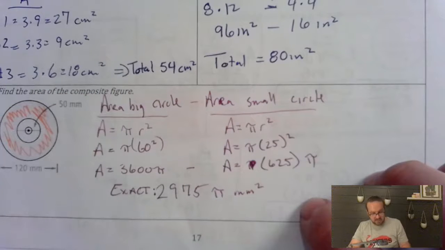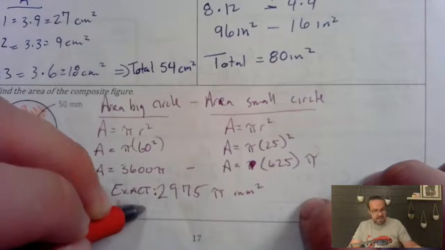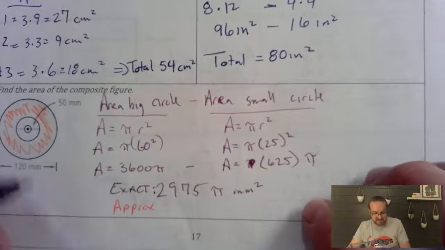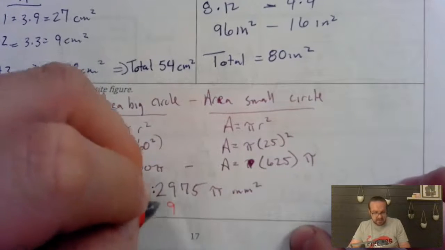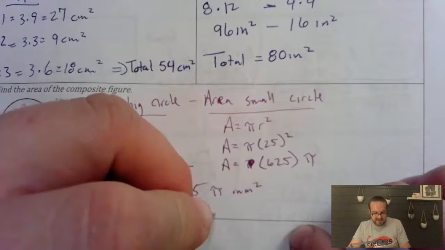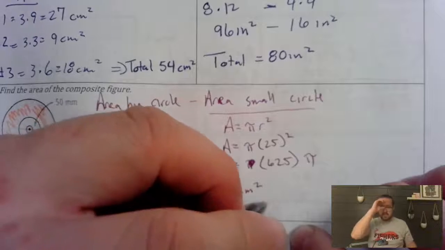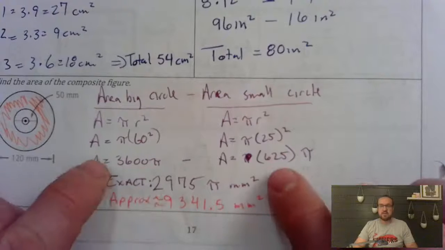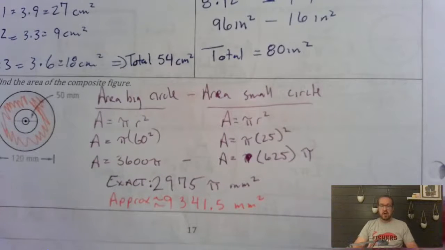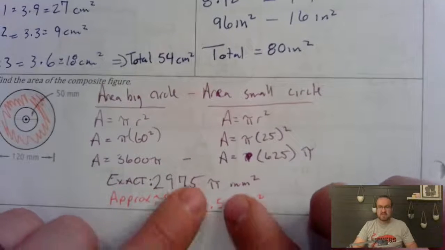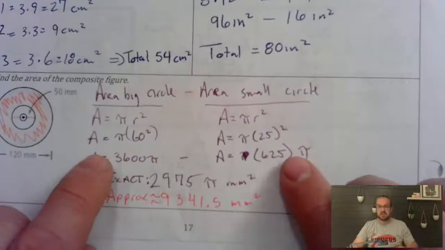If it did ask for an approximate value, we would just have to take that number and multiply by 3.14, or 22 sevenths. So my approximate value there is 9,341.5 millimeters squared. Okay, so it's really helpful sometimes to leave it in the pi form, especially if we know that we're going to be doing some subtracting with those numbers. It just takes out all of those decimals with it. And then we're only multiplying by pi once as opposed to doing it twice and then doing more operations with it. Alright, last couple things here.